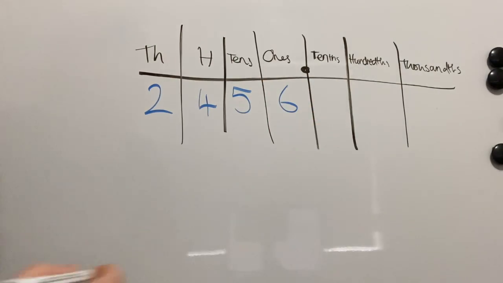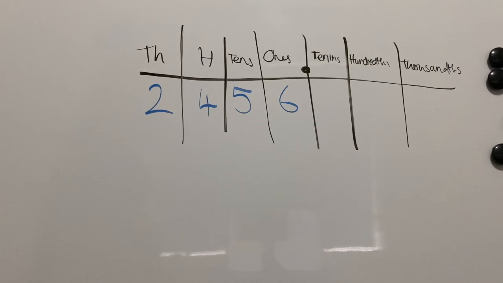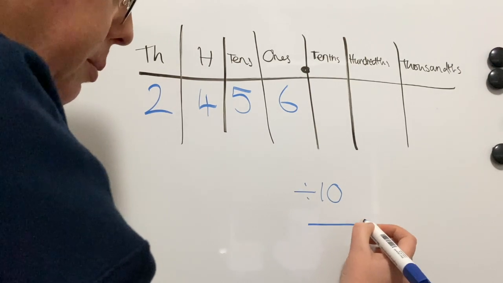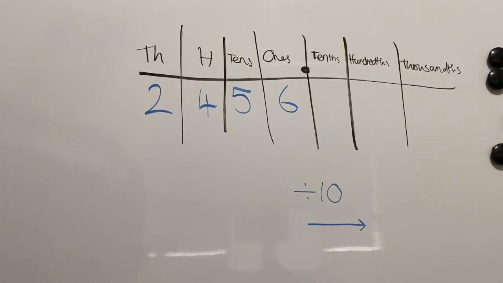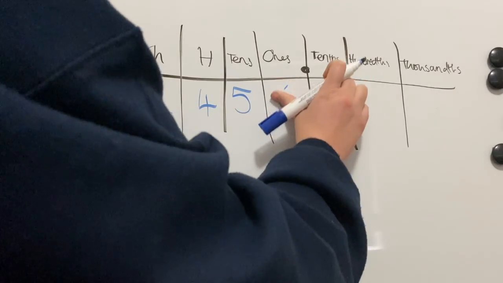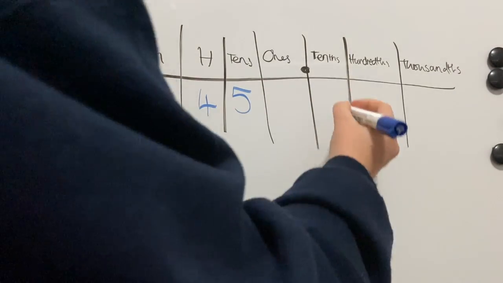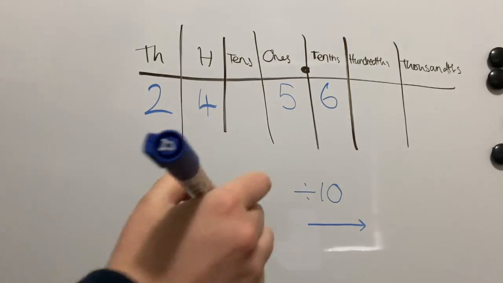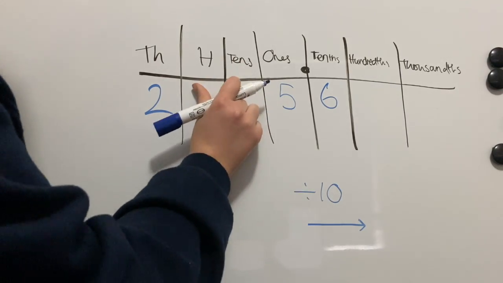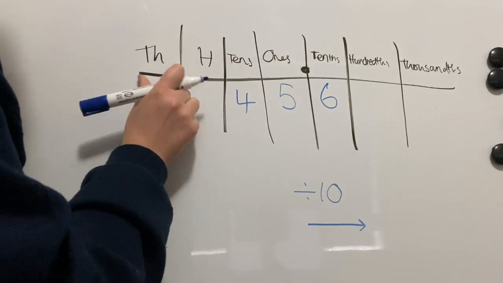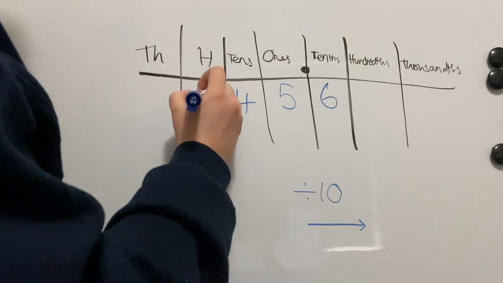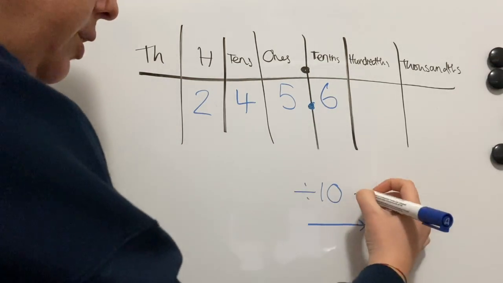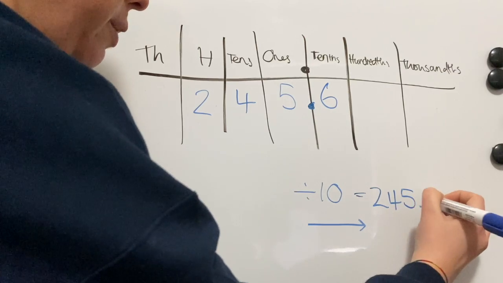2,456. Okay, if I'm going to divide this by 10, I know that I'm going to move each digit one place value column to the right. So 6 ones becomes 10 times smaller into 6 tenths. 5 tens becomes 10 times smaller into 5 ones. 4 hundreds becomes 10 times smaller into 4 tens. And 2 thousands becomes 10 times smaller into 2 hundreds. And the number is 245.6.